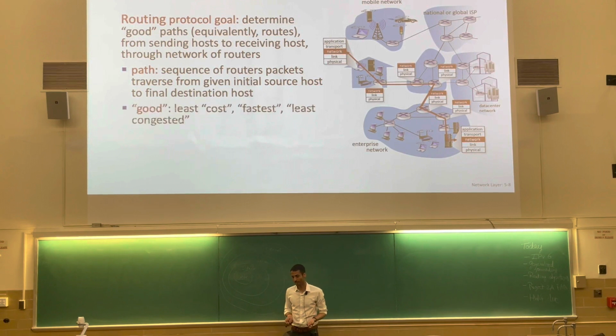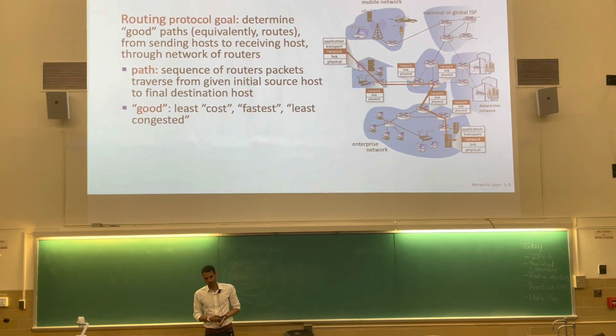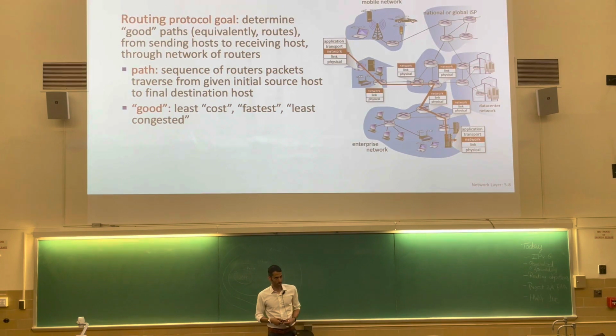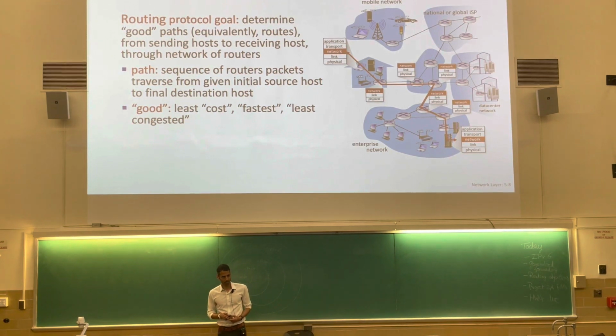What's a good path? Depends. In general, goodness of a path relates to some notion of cost or some notion of performance. It could be the shortest path, it could be the fastest, most capacitated path, which means the path with the fattest bottleneck link. Least congested, could depend dynamically on the amount of traffic flowing through the network and so on. All these styles of routing protocols exist. Okay?